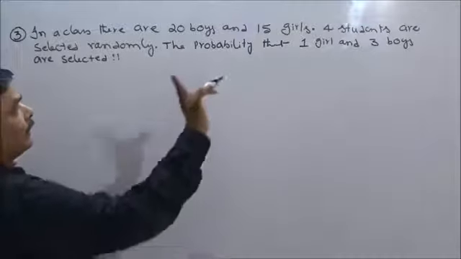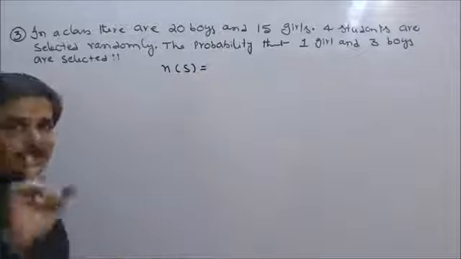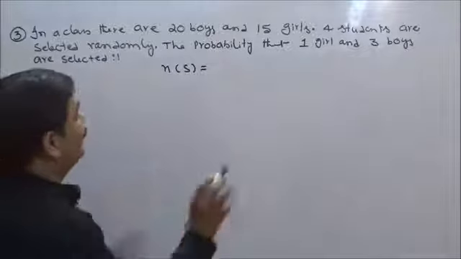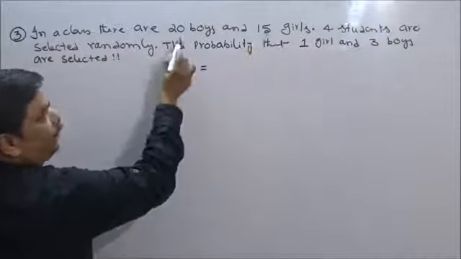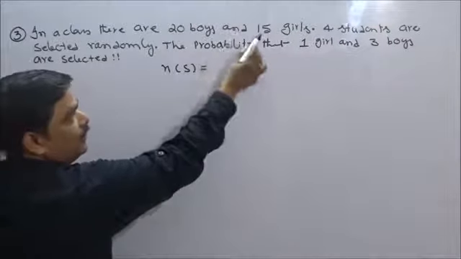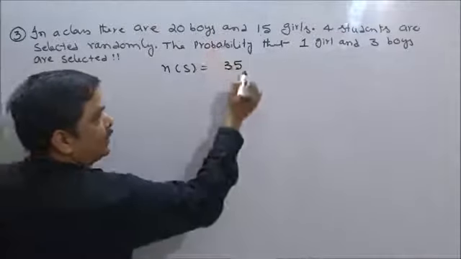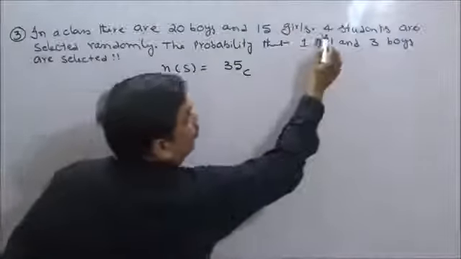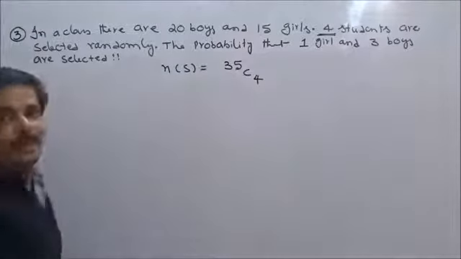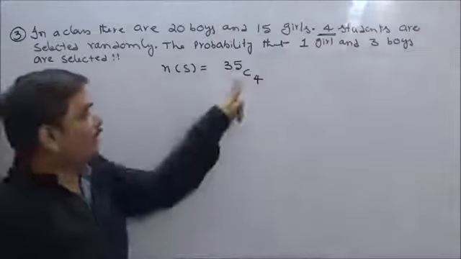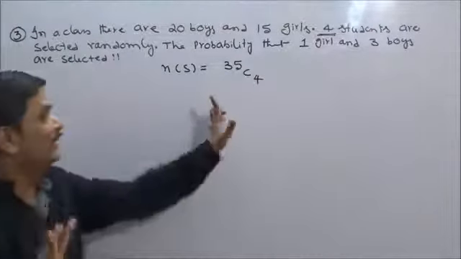What should be there? Sample space. First take this one, students. Right? It's very important and easier one also. Now, sample space is girls are 15 and boys are 20. 20 plus 15. That should be 35. Combination. How many are selected? 4 students are selected. Now 35 C4. From 35, combination of any 4 are being selected. Got the idea? Right.